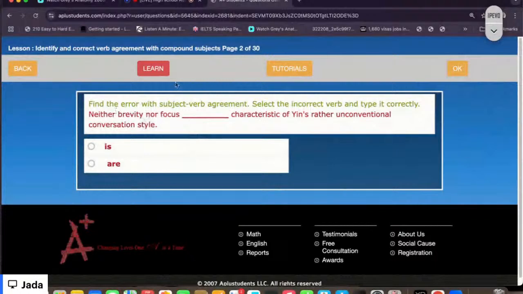Alright, neither brevity nor focus, dash, characteristics of Yin's rather unconventional conversation style. So, what do you think is the right one here?